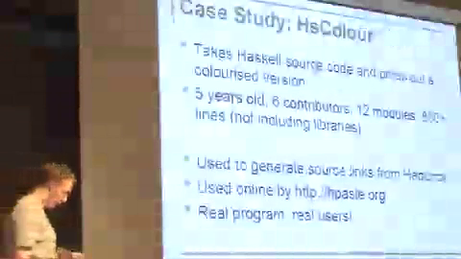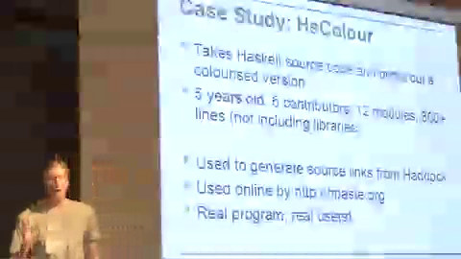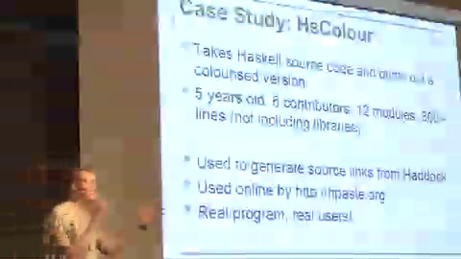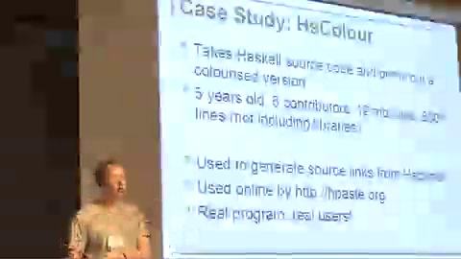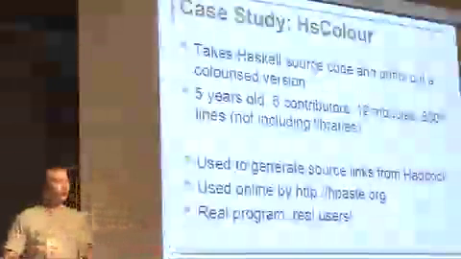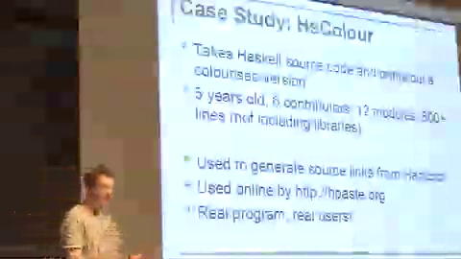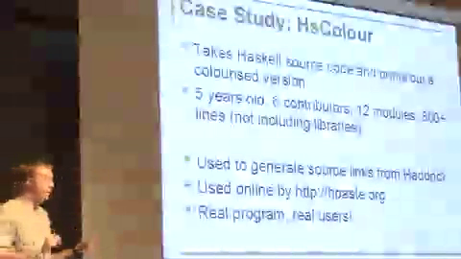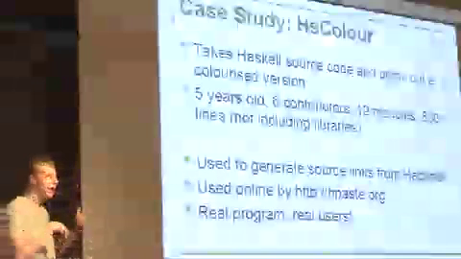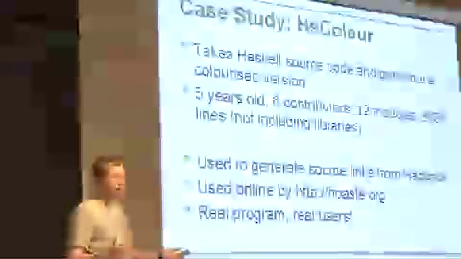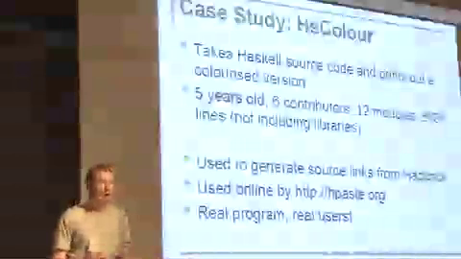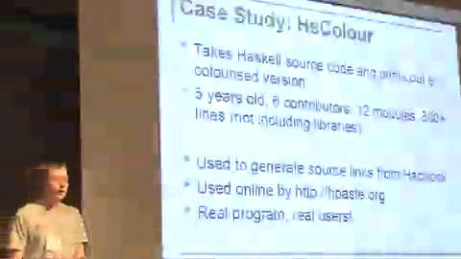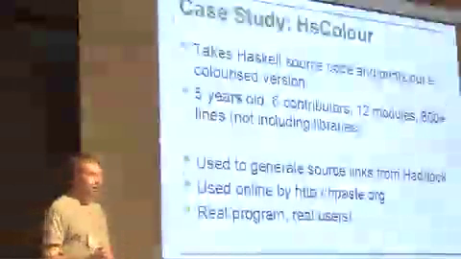So I want to talk a bit more about the HsColour program, which is the one big case study I did with Catch. HsColour takes a Haskell source program and prints out a colorized version either to the console, to HTML with CSS, or to LaTeX. It's 5 years old, it's had 6 people contributing patches, and there are 12 modules, 800 lines of code roughly, not including all the libraries like Prelude, List, System.IO. So it's a real project that people really use on a day-to-day basis.